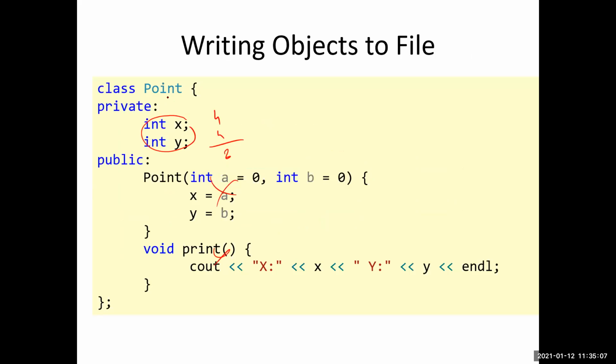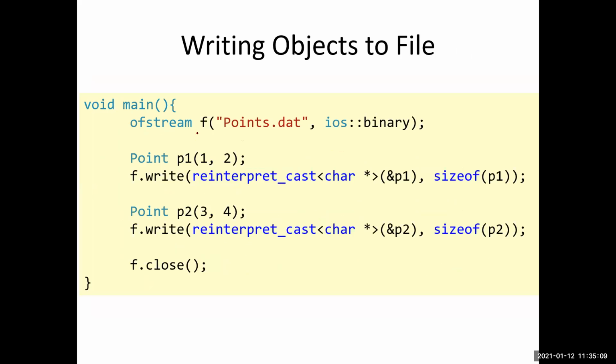So every time you write point objects, 8 bytes are stored in the file. Here we are writing 2 objects, 1 2 and 3 4. You see exactly the same statement, nothing changing. The only thing I have changed is the variable name here. Once you understand this, you can write whatever you want.